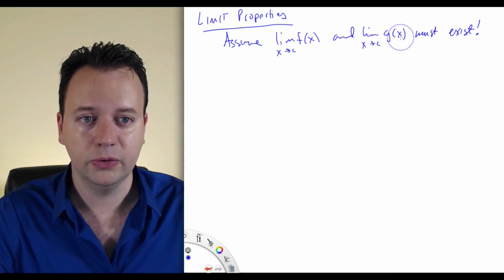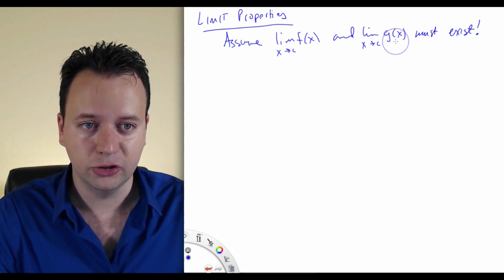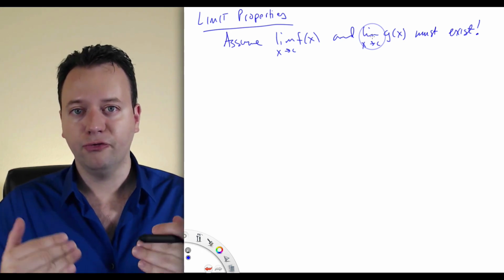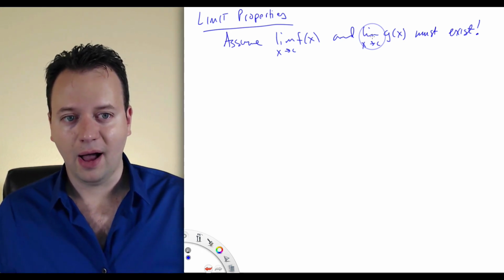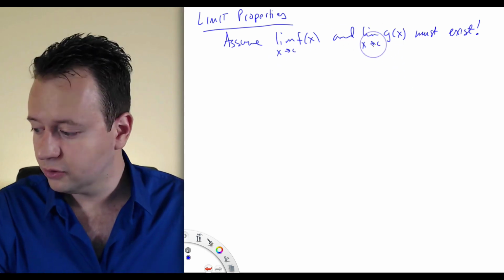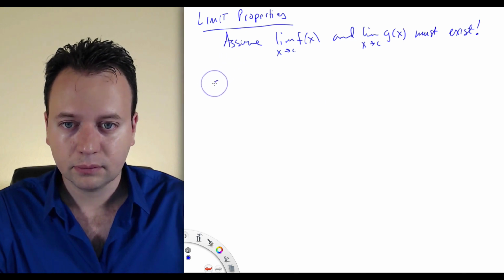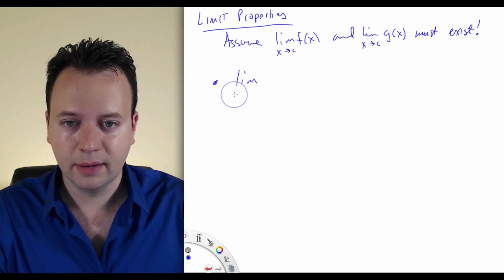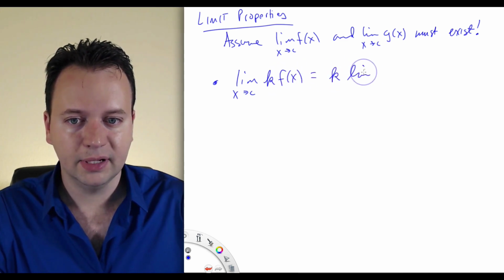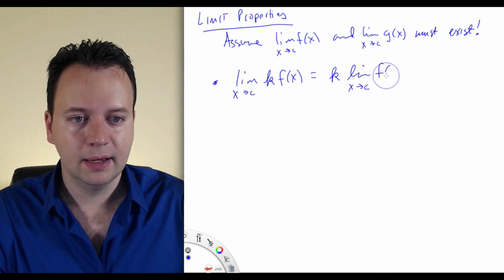And all of these properties are only good for conditions under which these two basic limits exist. So as long as both the limits of the function f and the function g exist as x approaches c, we get the following properties. If either of these limits don't exist, the properties aren't good. So the first one says that the limit as x approaches c of k times f of x is equal to k times the limit as x approaches c of f of x.